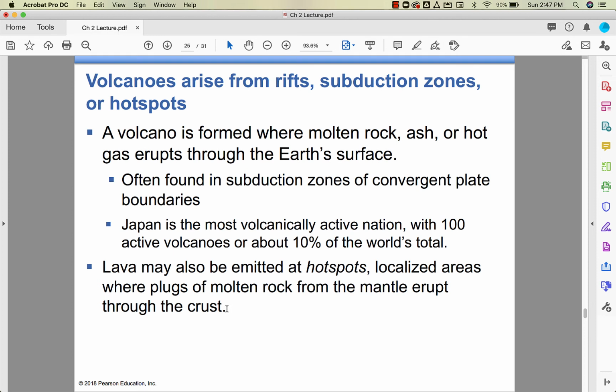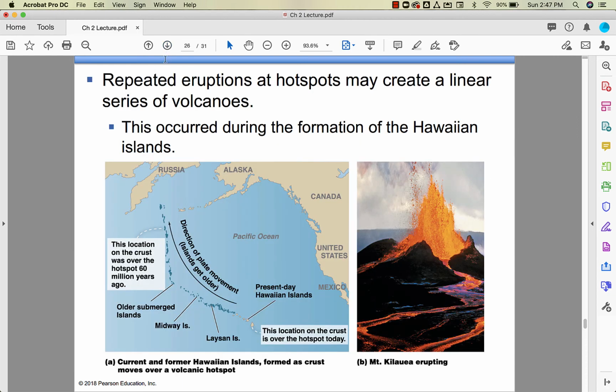Lava can also be emitted at a hot spot, which is exactly what it sounds like. It's a hot spot in the mantle, and then that plume of magma rises up and breaks through the overlying crust, either oceanic crust or continental crust.